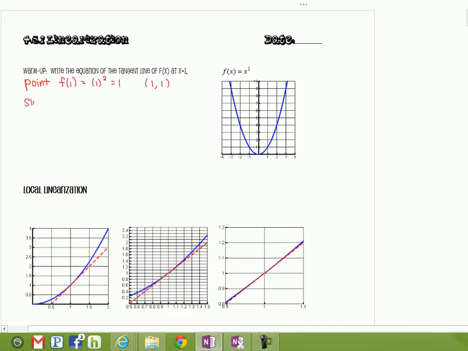The second piece is the slope. We find that by finding f prime of 1. F prime is 2x, therefore 2 times 1 gives us 2. So the equation of the tangent line that we know is the point slope form. And then what we're going to do is substitute in the point and the slope. So that tangent line would be shown here. Kind of like that. Not the best looking tangent line, but you get my point.